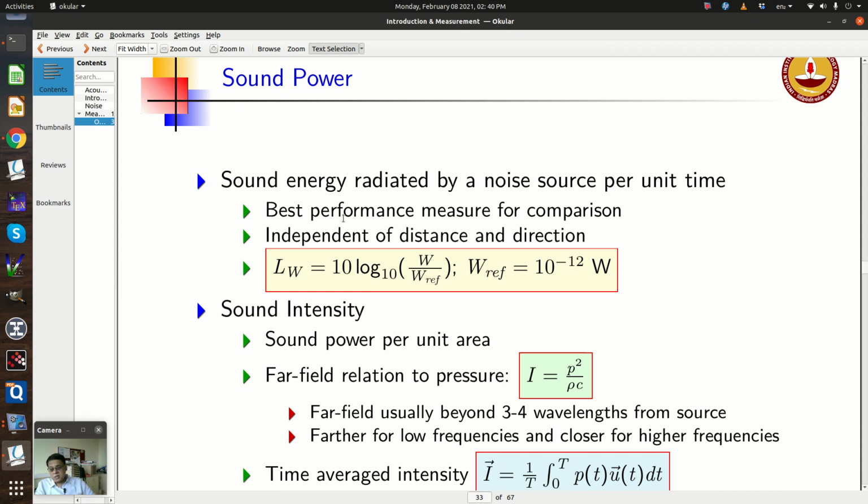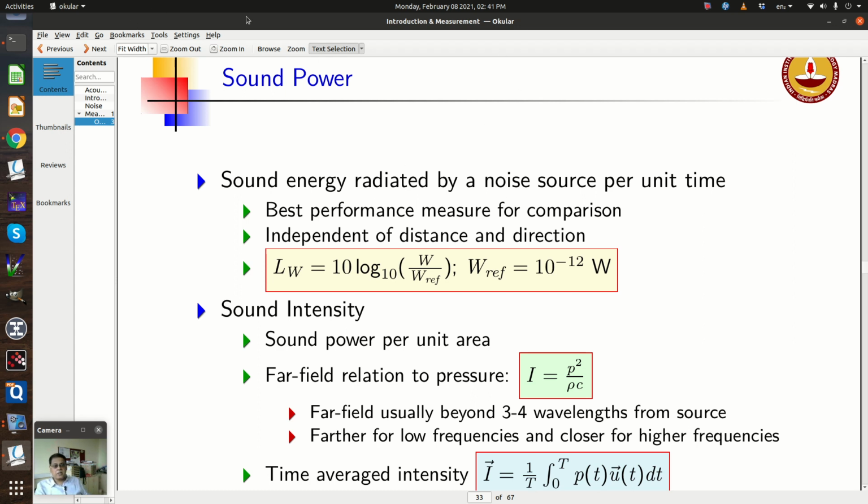We will deal with this a little bit later, but sound power is basically sound energy radiated by a noise source per unit time, and this happens to be a very good measure for comparison. It is independent of distance and direction. Sound pressure measurements are typically done at 1 meter or 2 meters, and those distances matter, whereas sound power, irrespective of the distance, is supposed to be identical and is also independent of the direction.